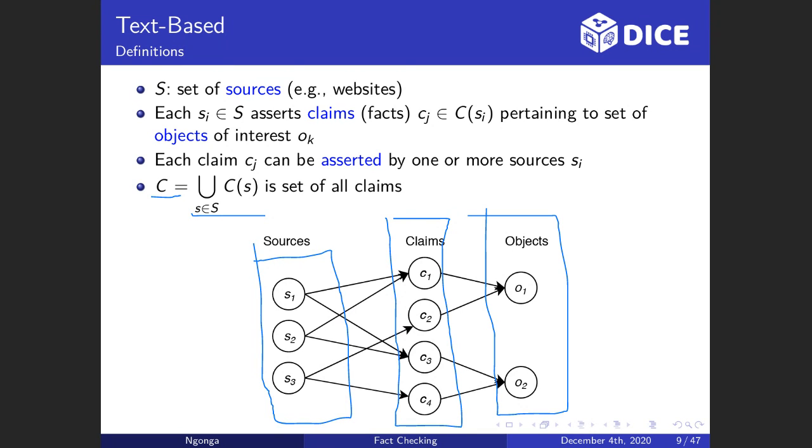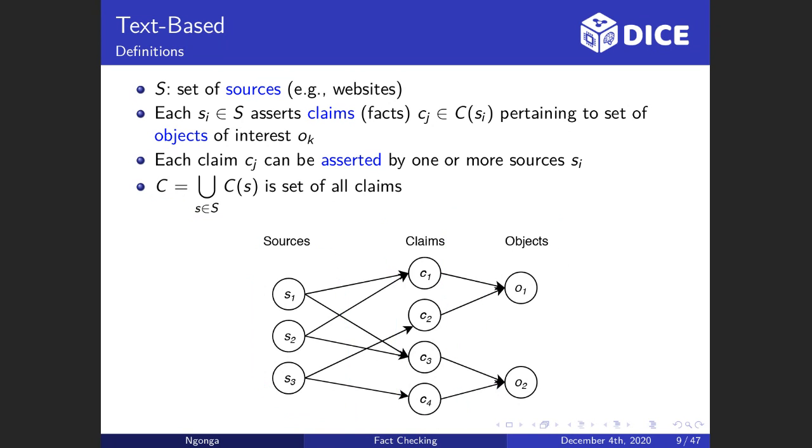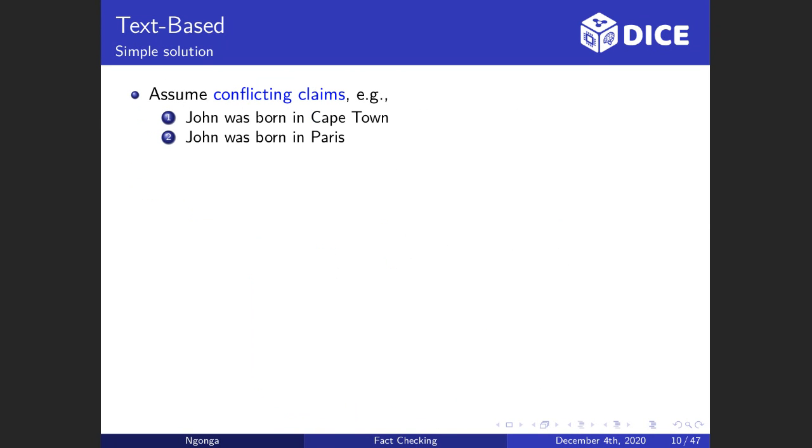Now, what are the fundamental assumptions here? Sorry, this takes a little while to get to the next slides. So if you assume that we have conflicting claims, for example, we will assume that Cape Town and Paris are two different cities. And if we say that John was born in Cape Town in the one data set and John was born in Paris in the other data set, these two claims are obviously conflicting because these two cities are not located at the same place, and usually one is born at exactly one place and not several of those, right?